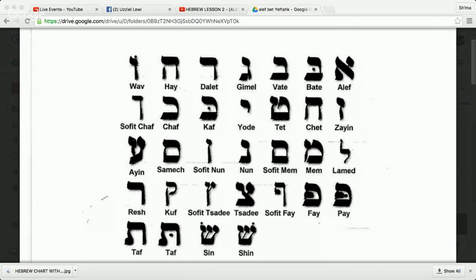Stop. See that there? He called off Mem Sofit. It's at the end of a word, and that's where you see the Sofit present. If you look at the chart on the screen, Mem Sofit is there. However, the regular Mem looks different. Even though it looks close, similar in design, he called off Mem Sofit. That's the time where you will have to recognize that the letter is different. Okay, my brother, continue.